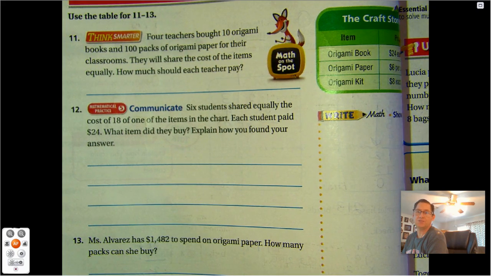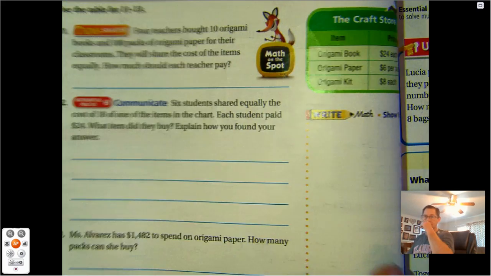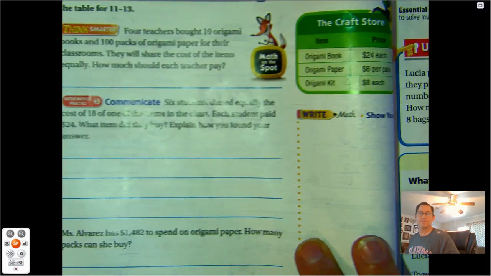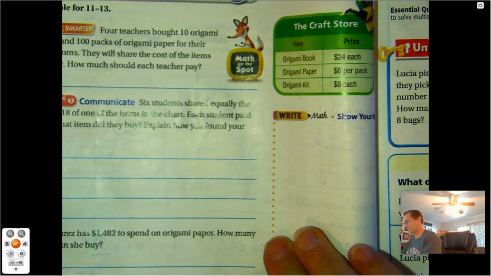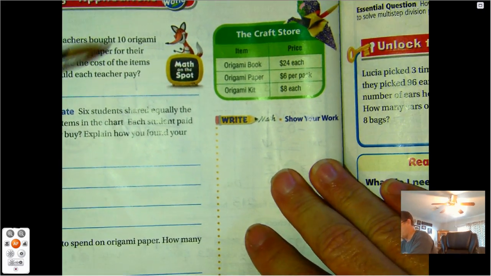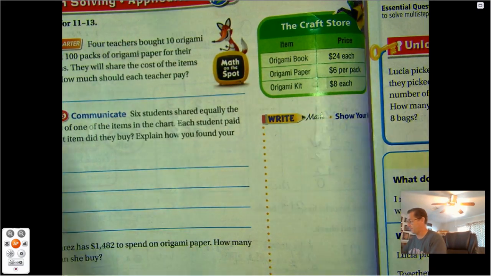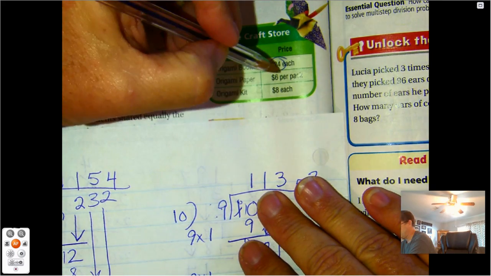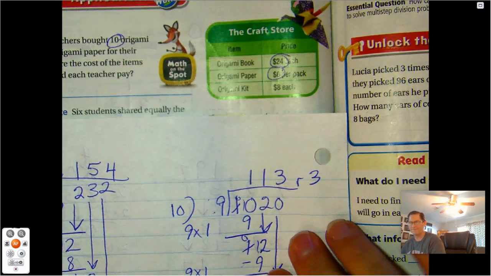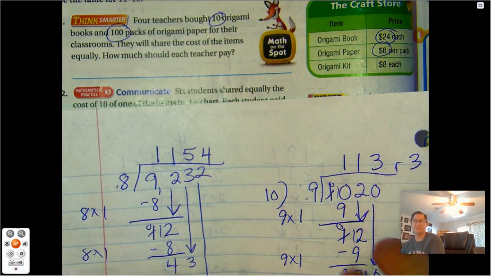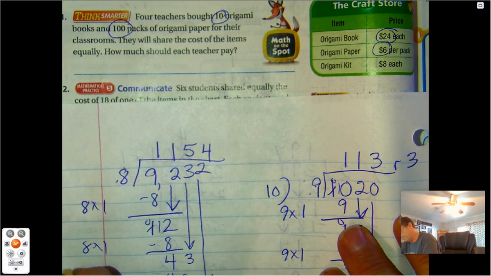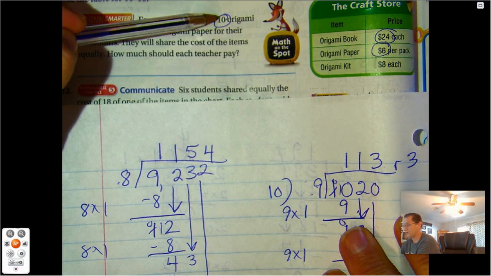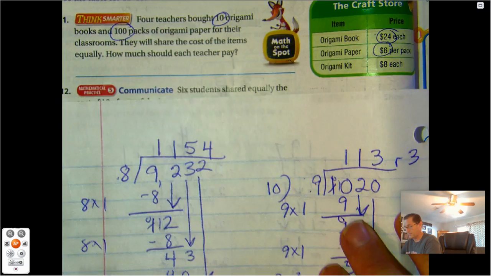All right, so 10 origami books. Let's put this on our paper here. So we're going to use origami books and 100 packs of paper. All right, so we've got to figure out our total first, and then we can share with the 4 teachers. So 24 times 10, right? They bought 10 books of origami, and they're $24 apiece. So 24 times 10 is $240.